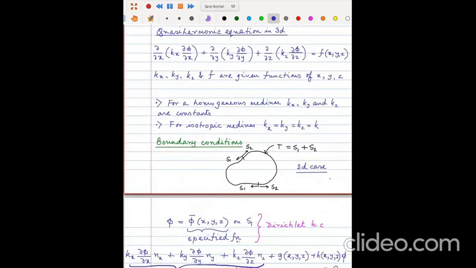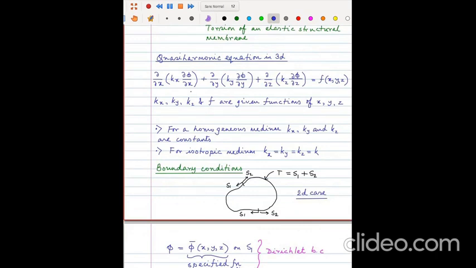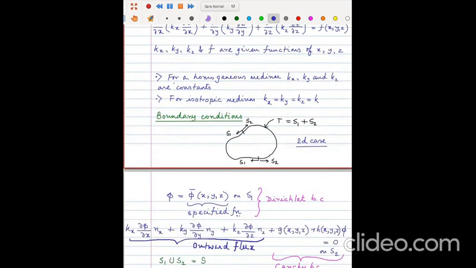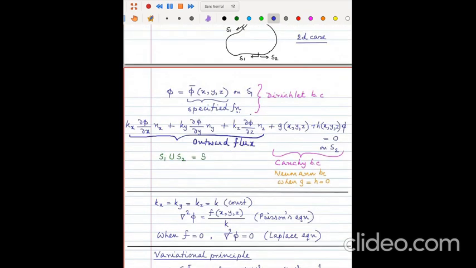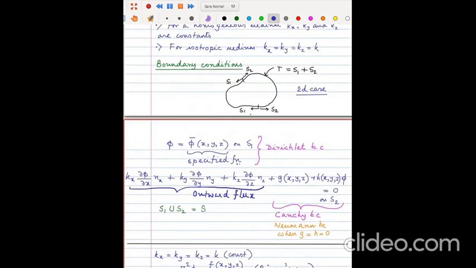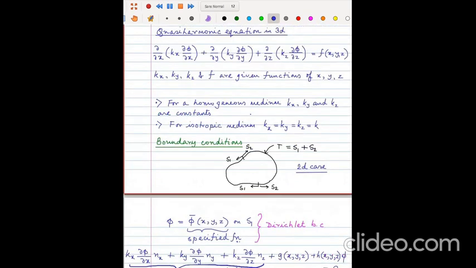Now in the governing equation, in this quasi-harmonic form here, if you assume kx, ky and kz are constant and equal to k, then you get this equation which is known as the Poisson's equation. And if this f is 0, you get this which is called the Laplace equation. Now we will first derive the finite element equation from the variational principle.